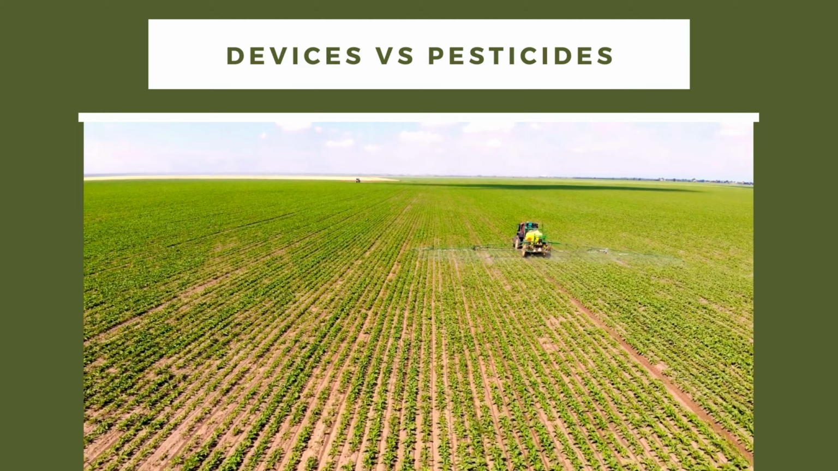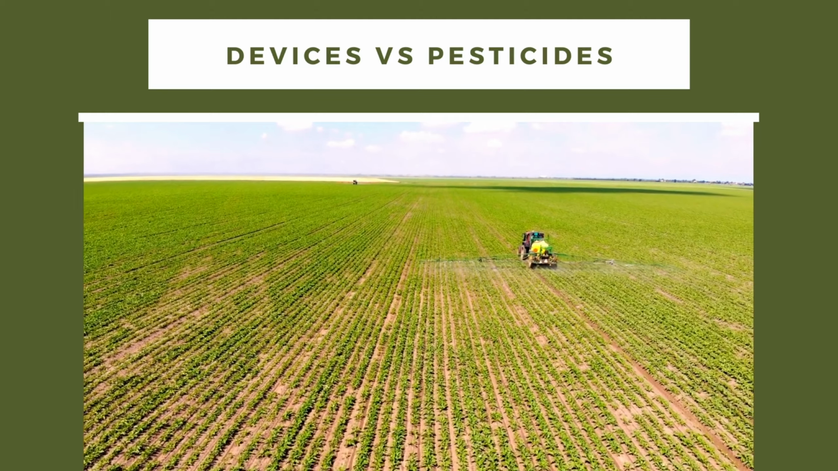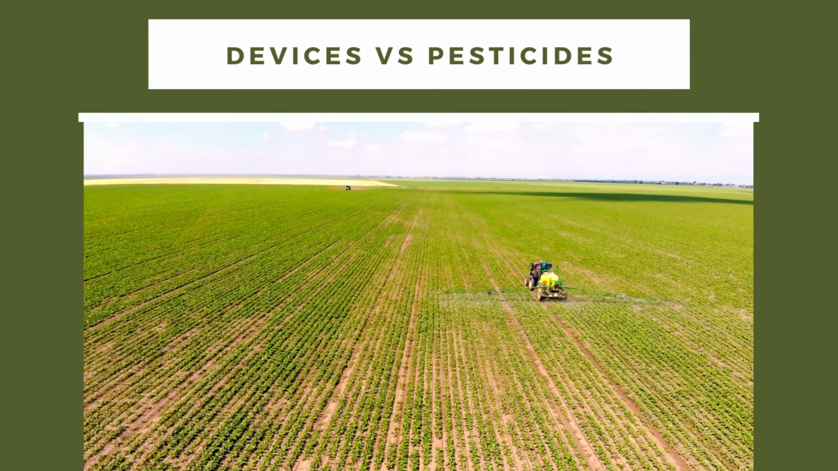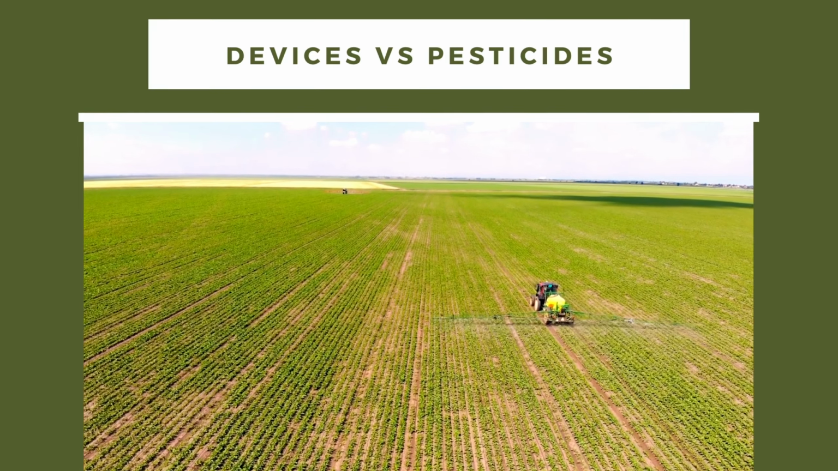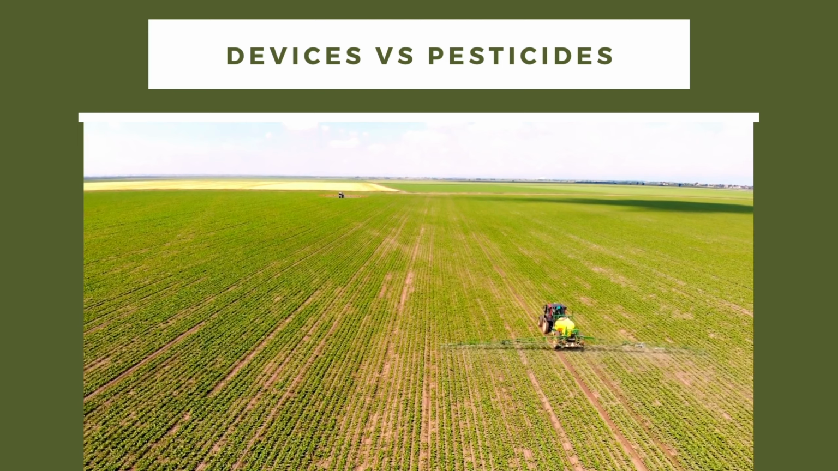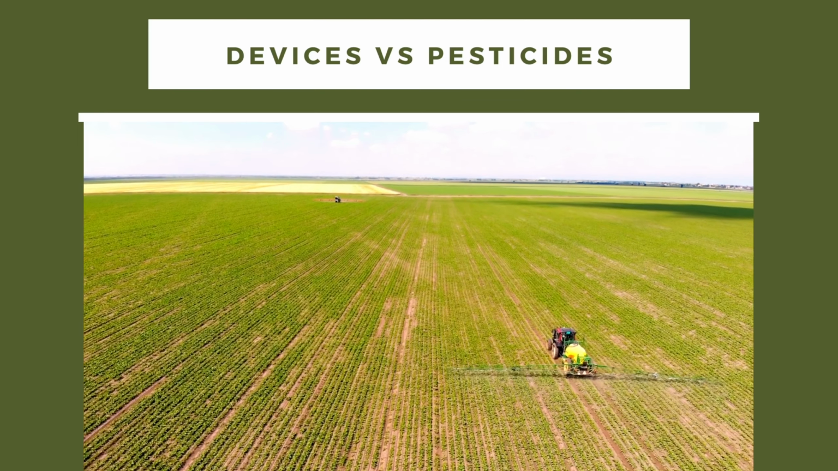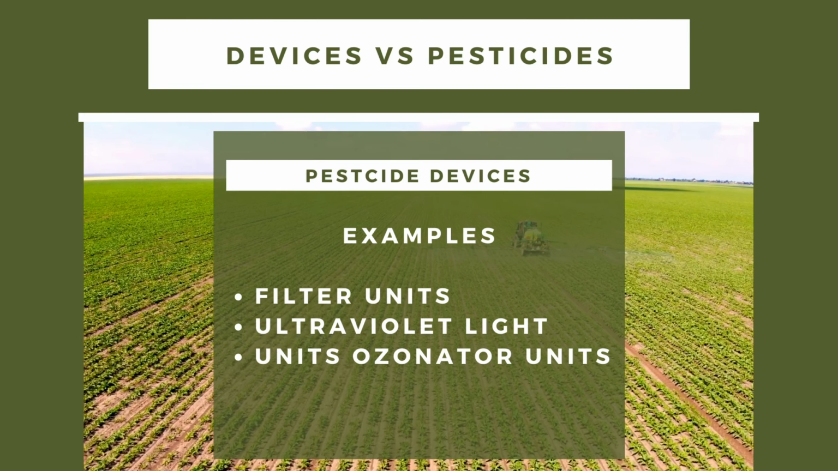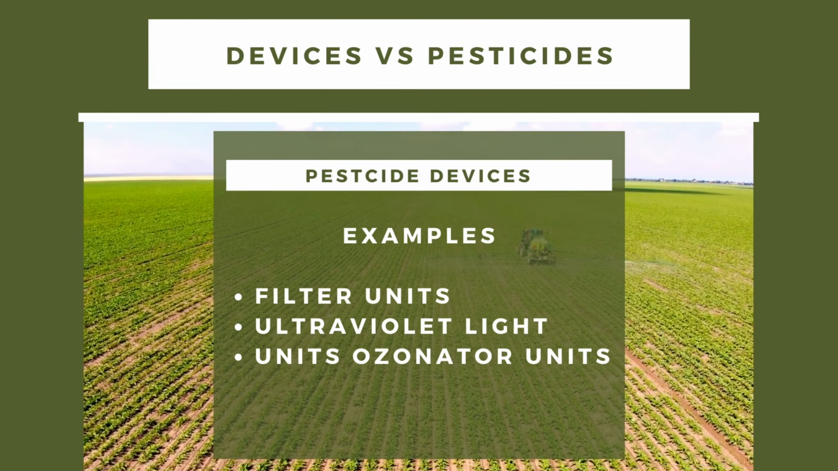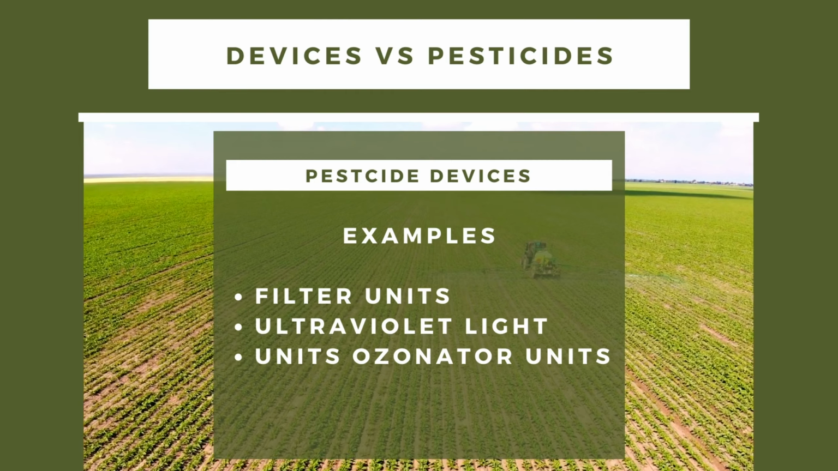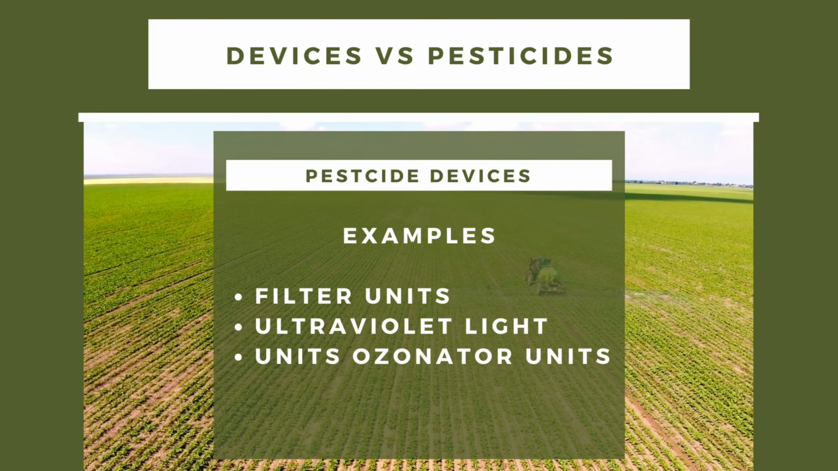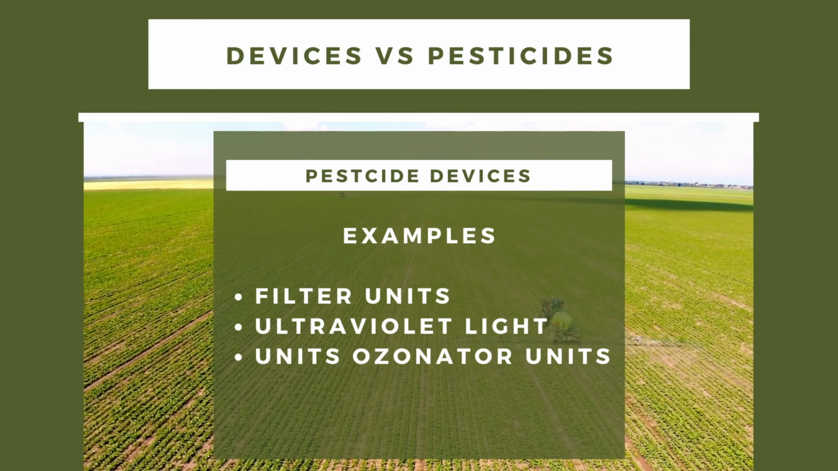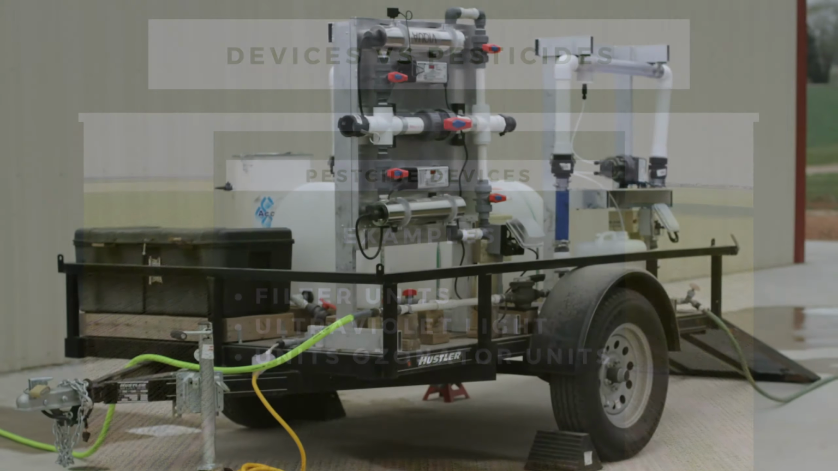Antimicrobial devices, also regulated by the EPA, are instruments, other than a firearm, that are used to destroy, repel, trap, or lessen the severity of any pest such as insects, weeds, rodents, birds, mold and mildew, bacteria, and viruses. These are considered physical treatments and do not include chemicals. Examples of pesticide devices include filter units, ultraviolet light units, ozonator units.